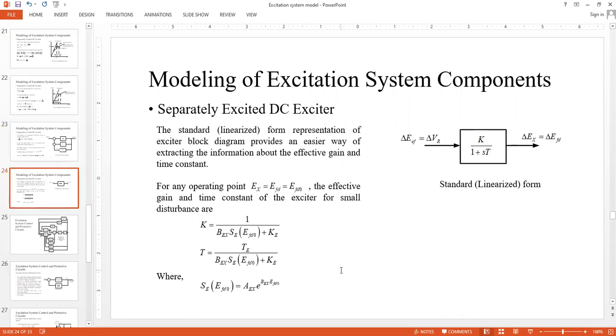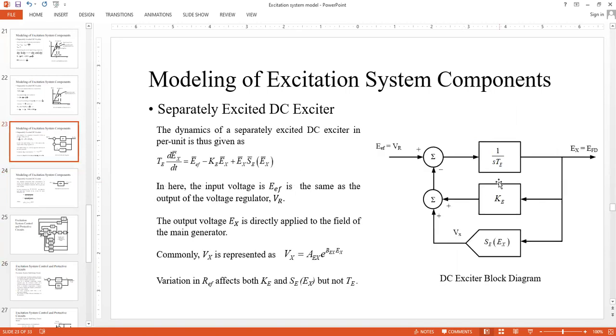Okay, so now, because it looks like this, we can easily simplify this. There is a feedback path. In the feedback path, we have two blocks which are working in parallel, so we can simply add them.